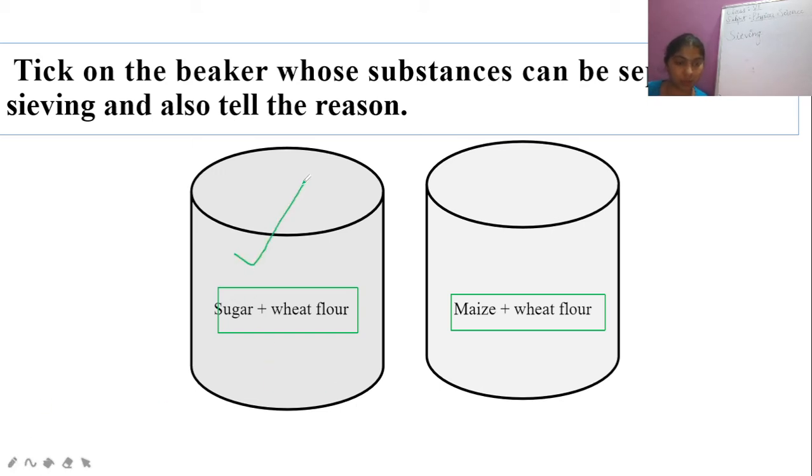Yes students, very good. For the sugar we have big particles, so we can use the sieve to separate the wheat flour from the sugar, right? But the other container contains maize, wheat and wheat flour, which basically have the same size particles, so you are not able to separate them. That is why sugar plus wheat flour can be easily separated from each other using sieving.